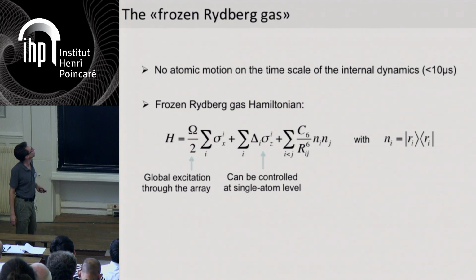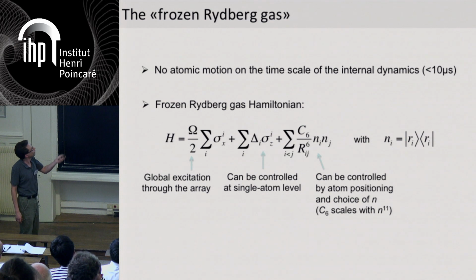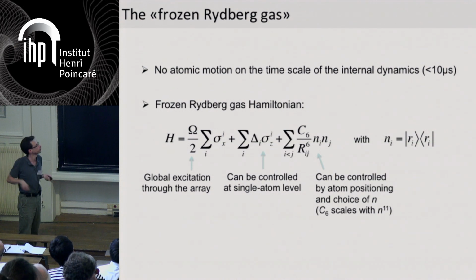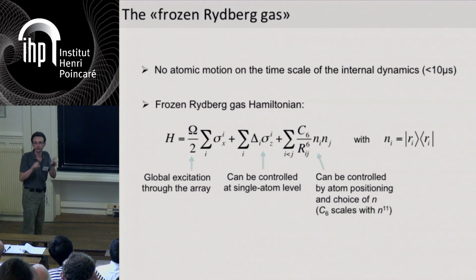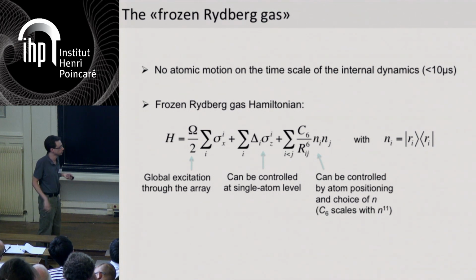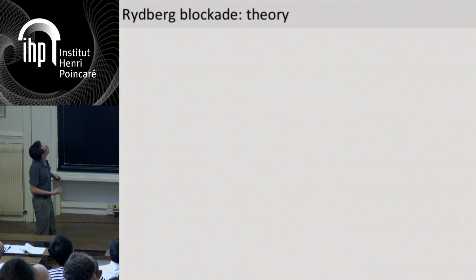I'll show you how in a moment. And we have this interaction term, which can be controlled either globally, in our case by going to a different principal quantum number, or locally by playing on the distance between Rydberg atoms, which we can do relatively easily with our setup, as I explained before. All right, so what can we do with this?